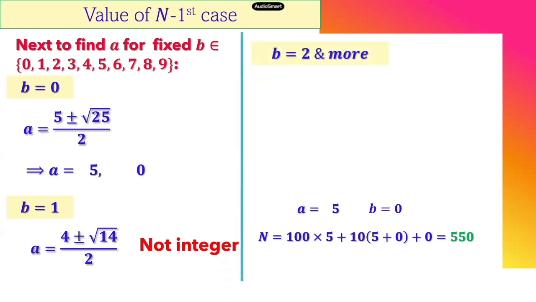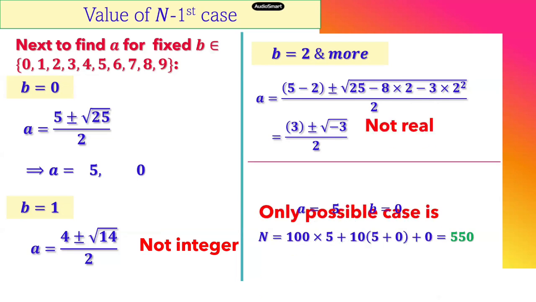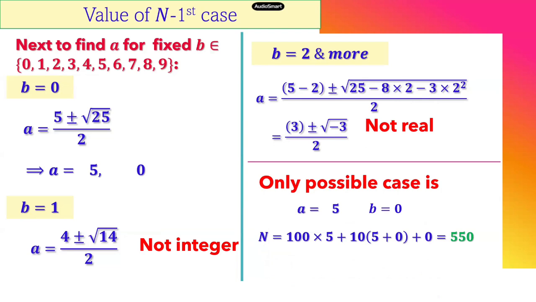Now if we take b is 2 or more, then we just calculate first for 2, then we are getting that for b equal to 2, we have this root, and then this becomes a complex root. So therefore for b 2 or more, this square root becomes negative. Inside the square root it's a negative number, so it will always be a complex root, so therefore not possible. So finally we have that a equal 5 and b equal 0.